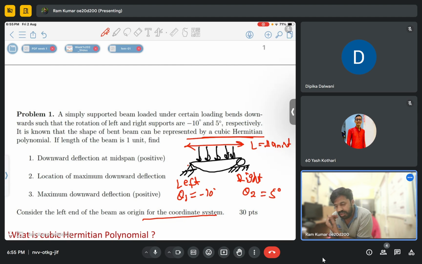A simply supported beam loaded under certain loading bends downward such that the rotation of the left and right end is minus 10 and 5 respectively. It is known that the shape of the bent beam can be represented by a cubic Hermitian polynomial. If the length of the beam is 1 unit, find the downward deflection at the mid span. At this point we have to find the deflection. Then the location of maximum downward deflection, and then the maximum downward deflection.